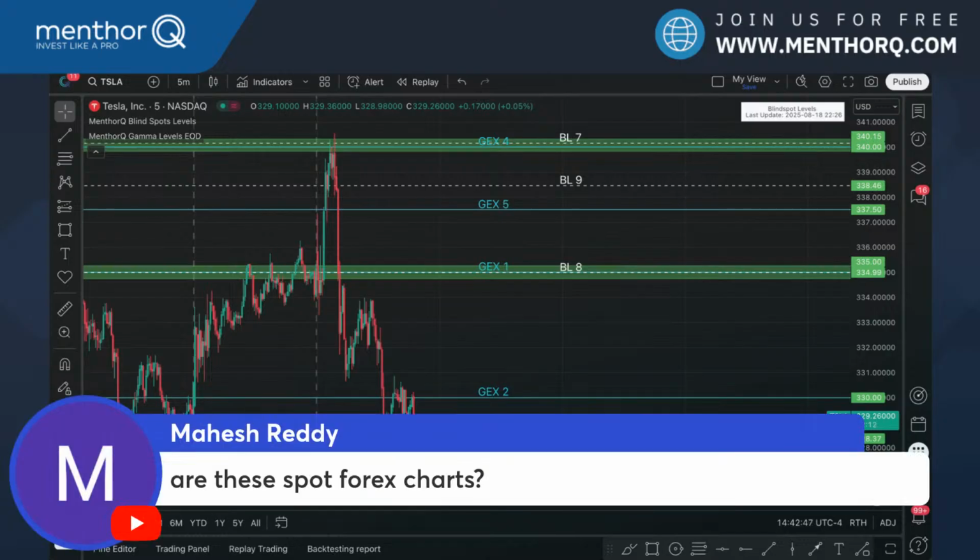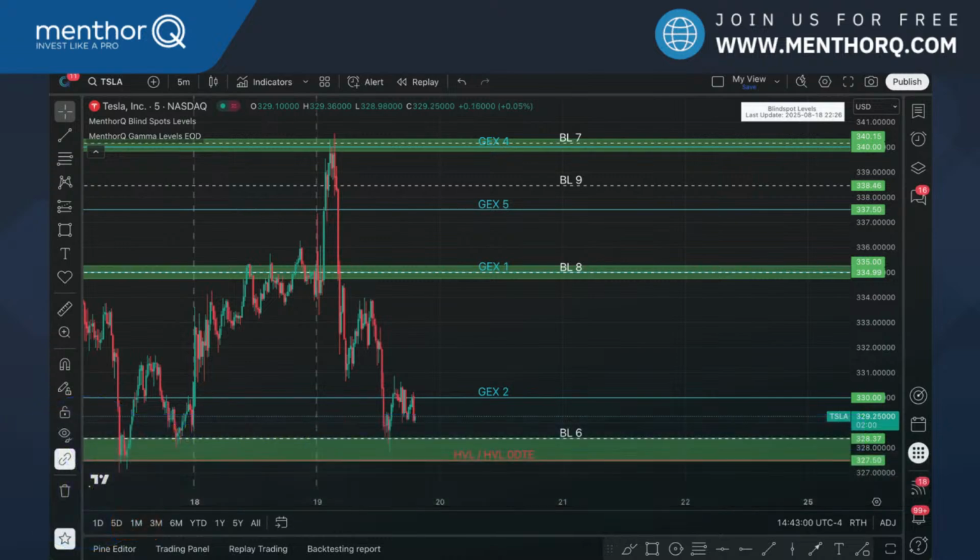Are these spot Forex charts? Yes, we have both spot Forex and futures. So you can use the blind spots levels on both charts. So you can use them on the future and you can use them on the spot.